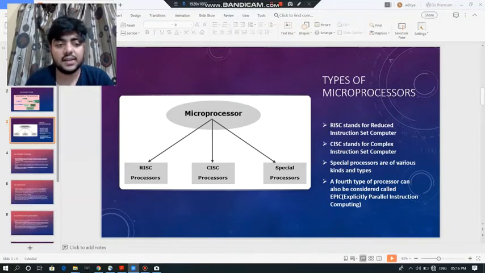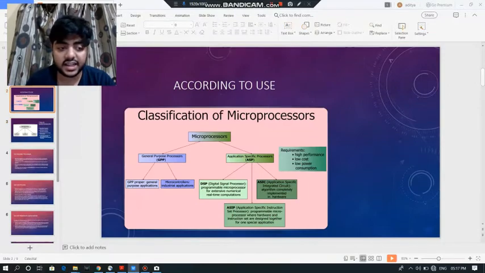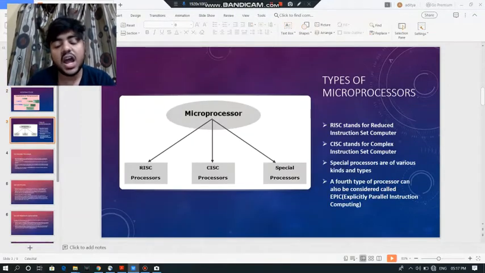Special processors are specifically used for different uses. Like in the last example we had DSP and other things. These come under special processors. Now we can take a fourth example, which is EPIC, explicitly parallel instruction computing, useful a lot nowadays because of machine learning and various other learning aspects.